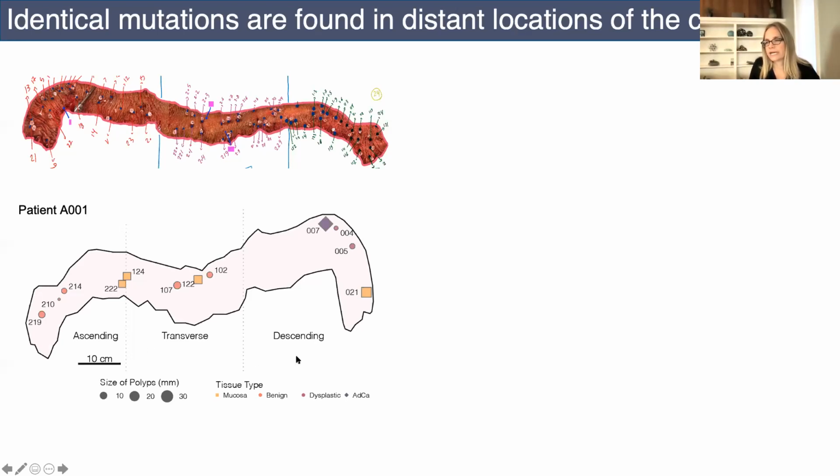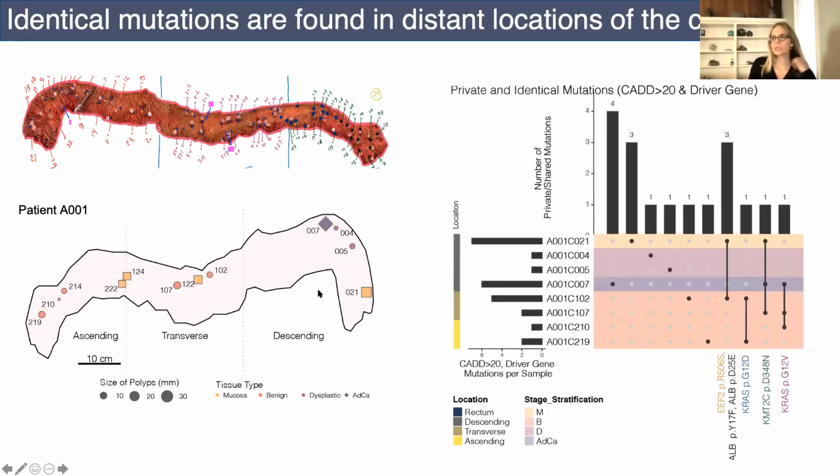In fact, we know that there's different biology associated with cancers that arise in different regions of the colon. One thing that's quite apparent when we do this study, really looking for the first time at exquisite spatial resolution, is that if we chart the patterns of somatic alteration, this is looking at private mutations and those that are shared, that are predicted to be pathogenic with a CADD score greater than 20, and we look at how they map across the location of the colon, what's clear is that there are mutations that are shared, identical mutations found in very disparate regions of the colon.